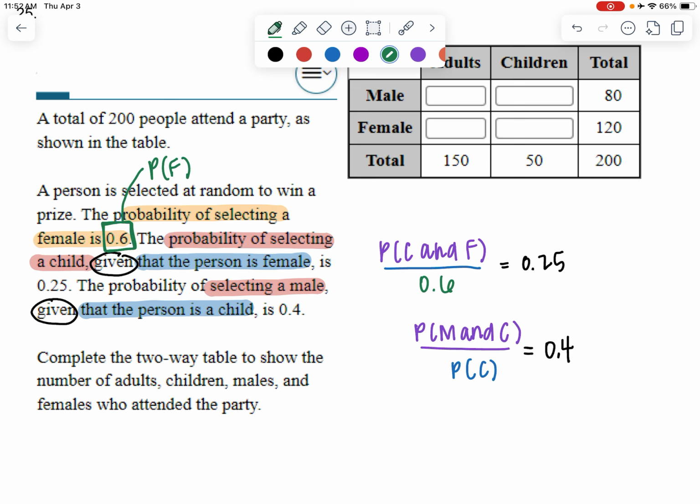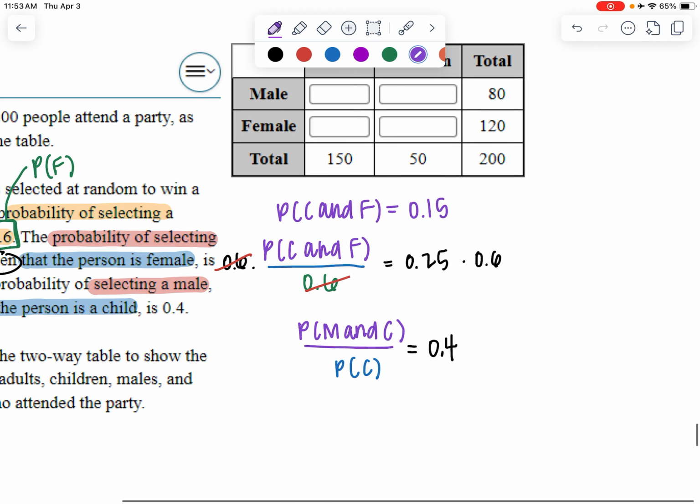Okay, so in order to find the probability of child and female, all I need to do is multiply both sides by 0.6. So times 0.6, times 0.6. These guys are going to cancel. So the probability of being a child and female is whatever 0.25 times 0.6 is. So we get 0.15.